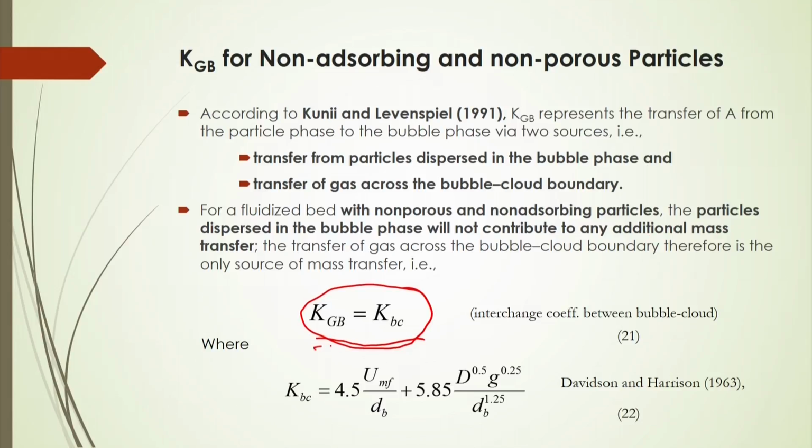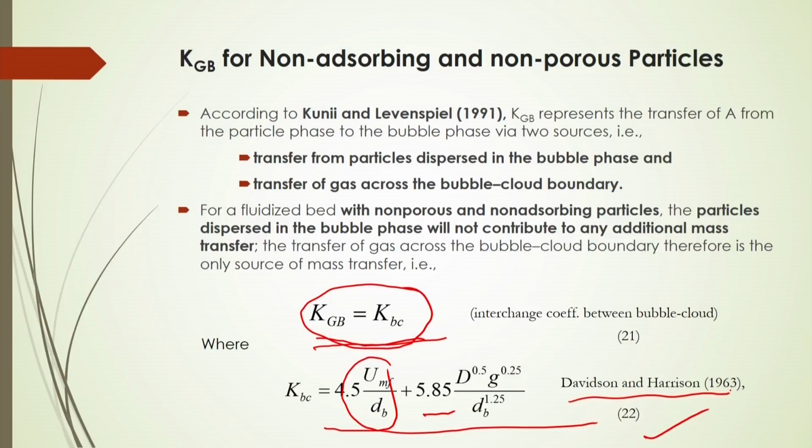So, you can say that Kgb will be equal to Kbc. That means the mass transfer coefficient is contributed by the interphase coefficient of the component from the bubble to the cloud. So this Kbc, the interphase coefficient, will be equal to 4.5 UMF by dB plus 5.85 D to the power 0.5 g to the power 0.25 by dB to the power 1.25. That has already been given earlier in the lecture. So, it is given by the Davidson and Harrison model.